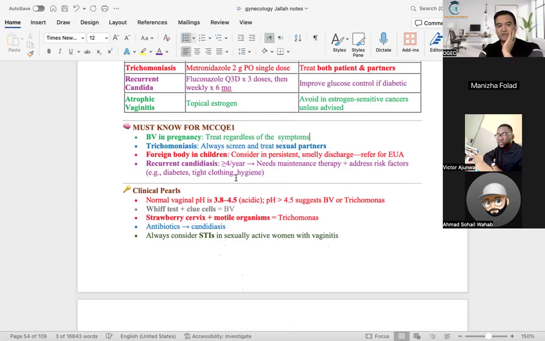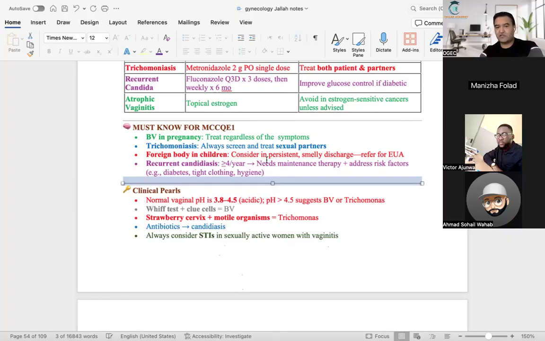Treat it regardless of the symptoms. If it is positive, you have to treat it. Trichomonas vaginalis, always screen and treat the sexual partners. Remember, for bacterial vaginosis, you don't have to. For trichomoniasis, you have to report to public health, and also you have to treat the partner.